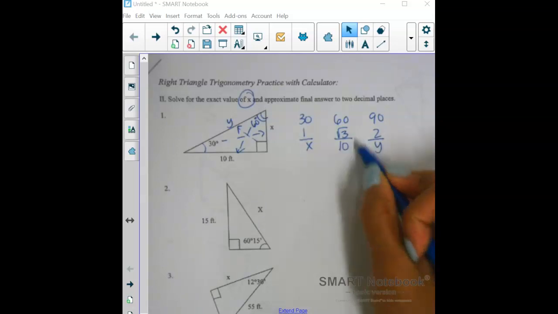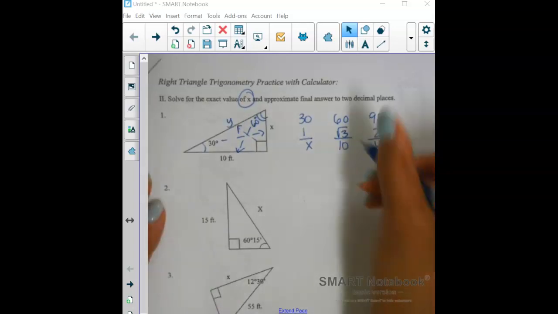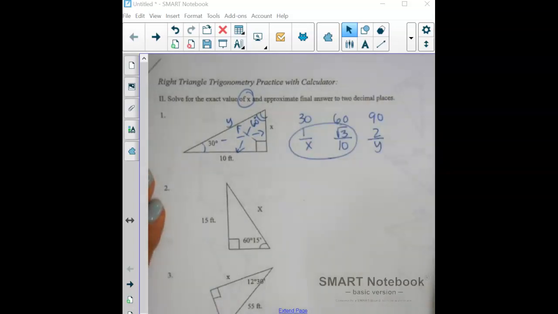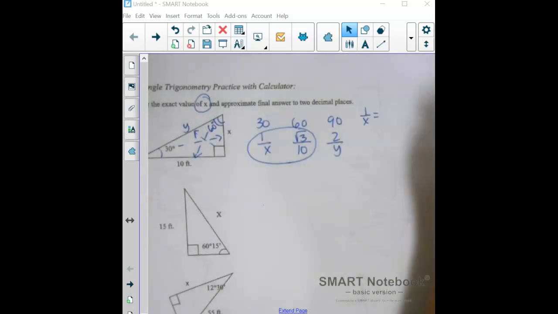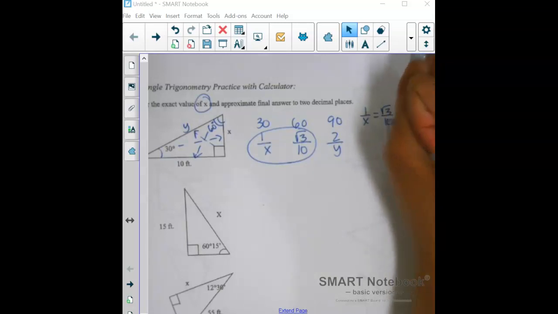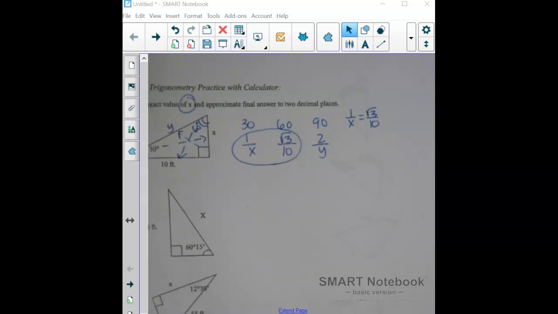So see how this fraction here has a number in the numerator, number in the denominator? This is important. We are solving for x. I'm going to use these two fractions and set them up as a proportion. So when I say set them up as a proportion, you're going to do 1 over x equals square root of 3 over 10. This is just one way of solving, guys. There are plenty of ways to solve this question. I'm just trying to give you guys another way in case you didn't really like or learn this from geometry.